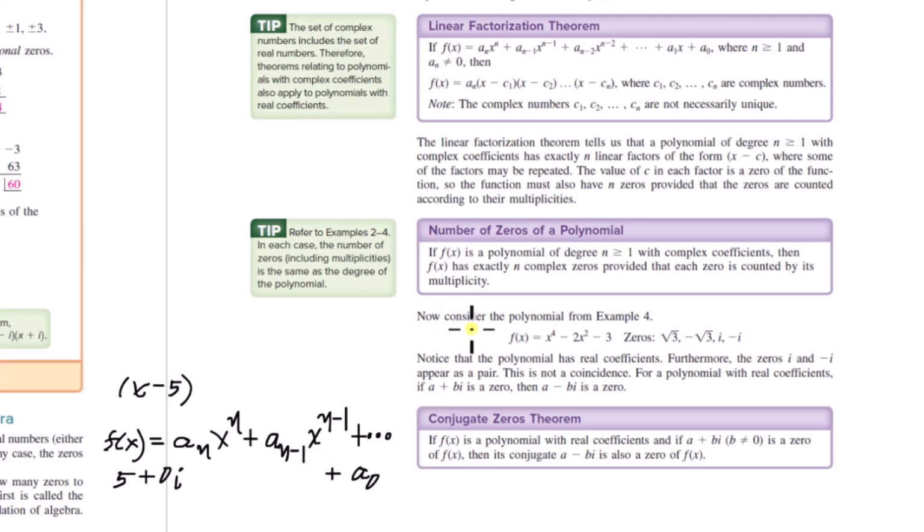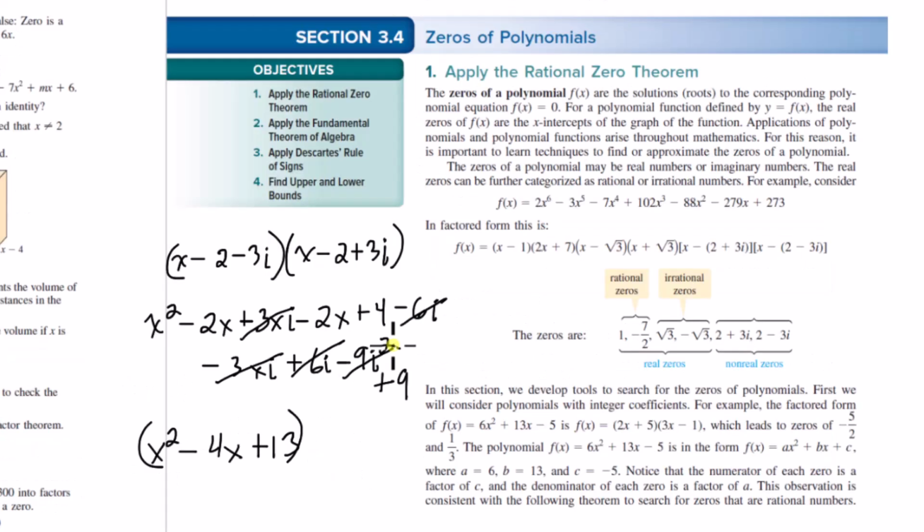Now it says, consider the polynomial from example 4. We did this example here, and we found there were 2 irrational zeros and 2 complex zeros. I multiplied to create that quadratic. You might wonder, we got lucky that the 6i's subtracted out and the 3xi subtracted out, but what if we only had one complex zero or complex root? Then there's nothing to multiply it with. So what do you do there?